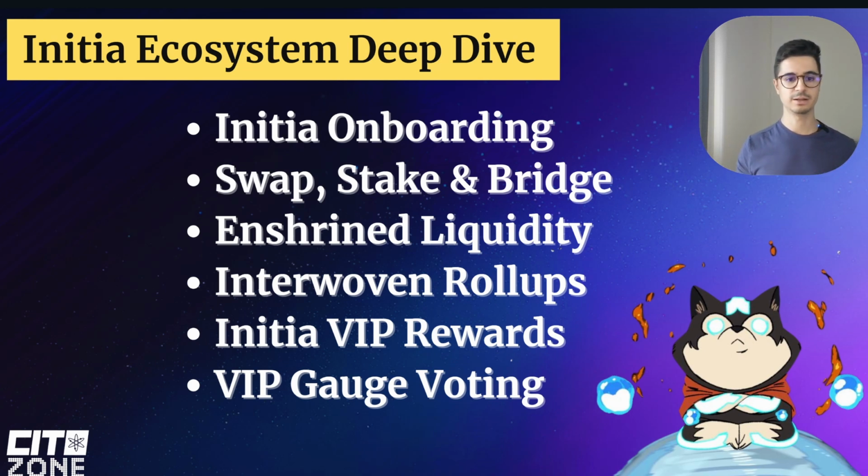That brings us to the final 2 points, which is the Initia VIP rewards system. So active users on Initia get rewarded by VIP points, which stands for Vested Interest Program, that incentivizes app chains to build on Initia, but also users to bridge onto Initia and be active there. And finally, the VIP gauge voting. So I will show you how you can vote on the VIP program to maximize your rewards. All right, let's dive in.